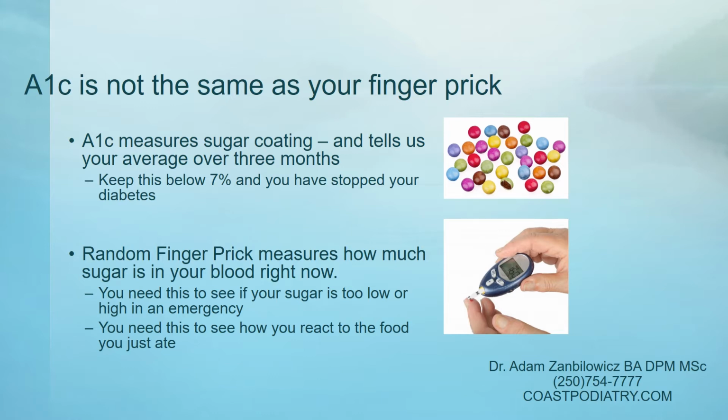The hemoglobin A1c tells you nothing about what's happening right now. It's telling you what the average is for the past 3 months. You can't fake out your hemoglobin A1c when you go for your blood test that morning, whereas you could certainly fake out your finger prick one way or the other.